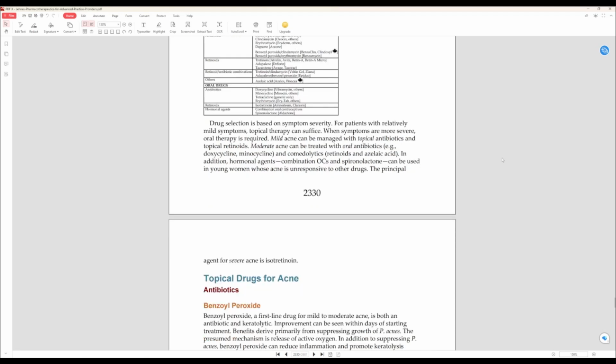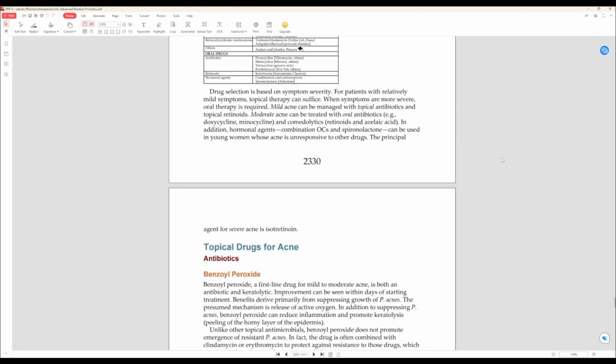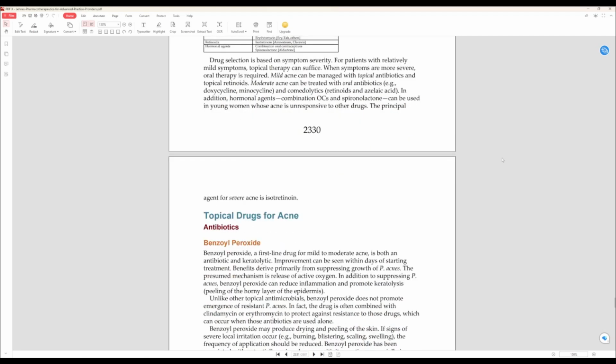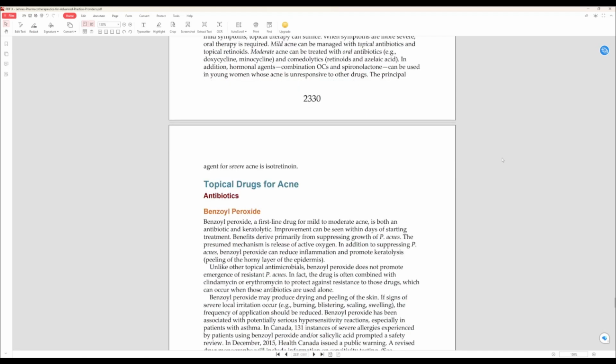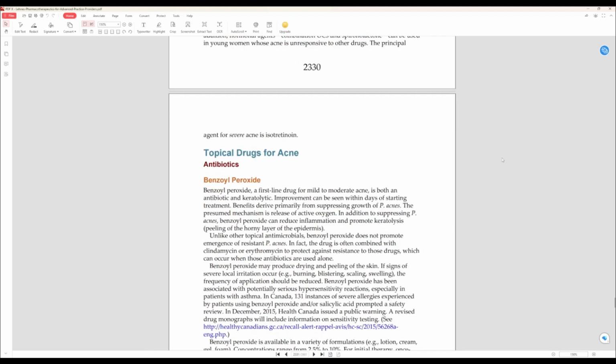Topical drugs for acne, therefore. Speaking now strictly on our antibiotics. Benzoyl peroxide is a first-line drug for mild to moderate acne and is both an antibiotic and a keratolytic. Improvement can be seen within days of starting treatment.